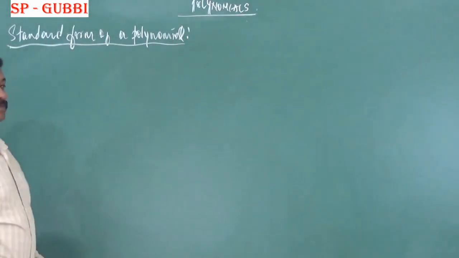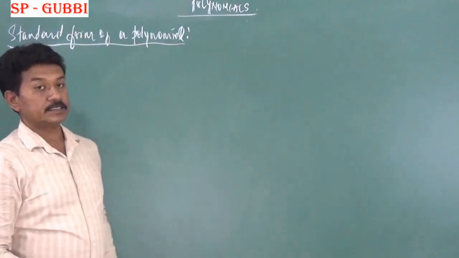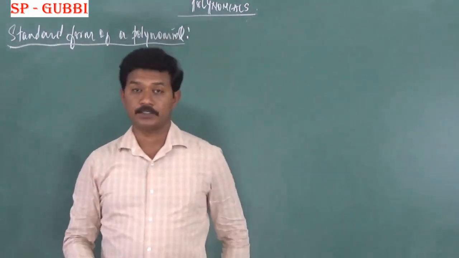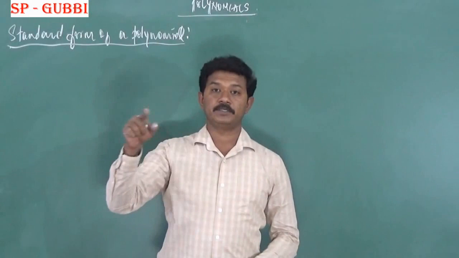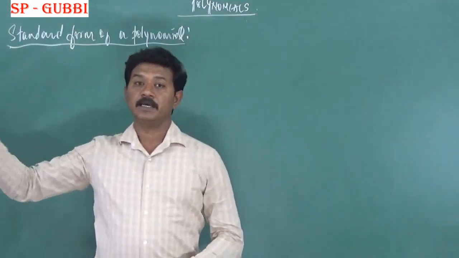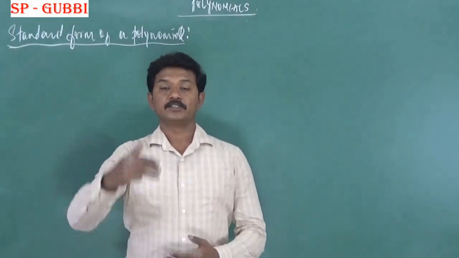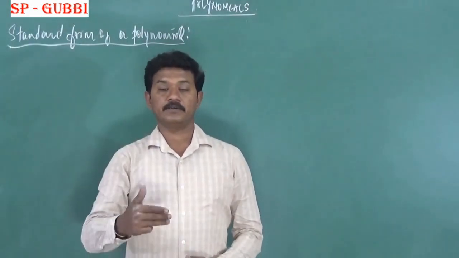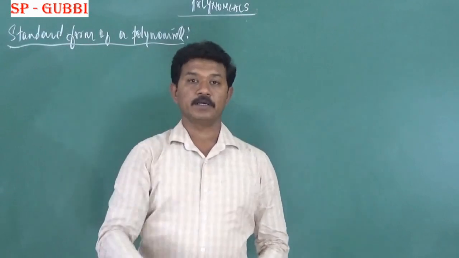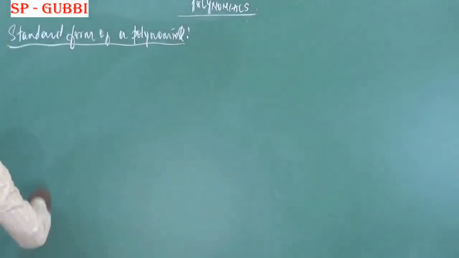So this is the most important concept. As we went with the standard form of an AP in the previous session, that is a, a plus d, a plus 2d, a plus 3d, dot dot dot, a plus n minus 1 into d. That was the standard form of an arithmetic progression. So likewise, we have a standard form of a polynomial also. So let us go with this.